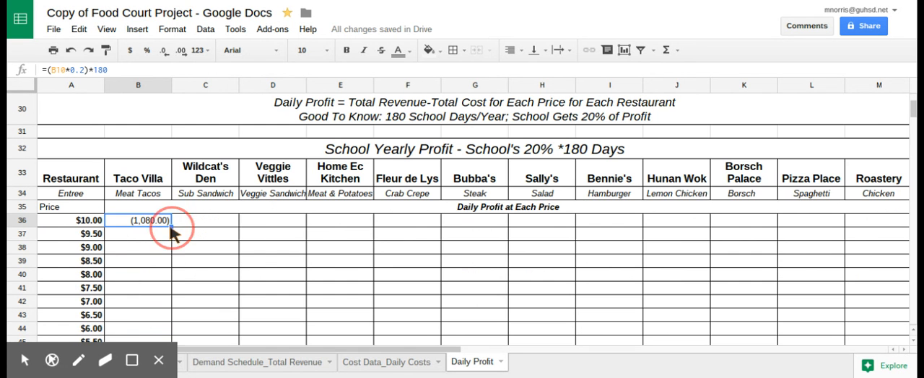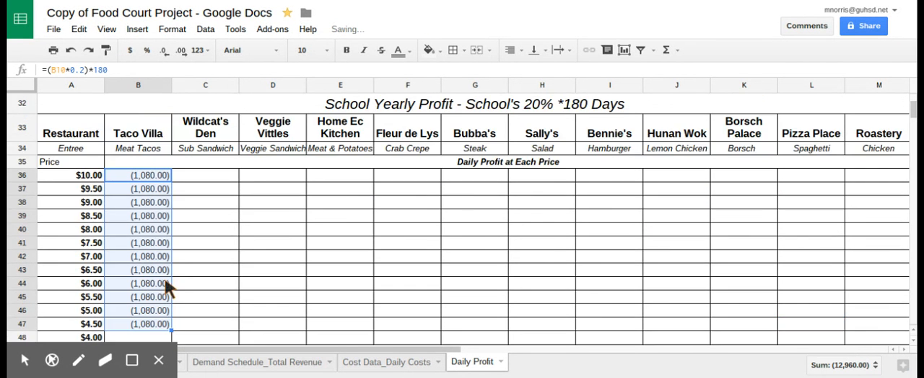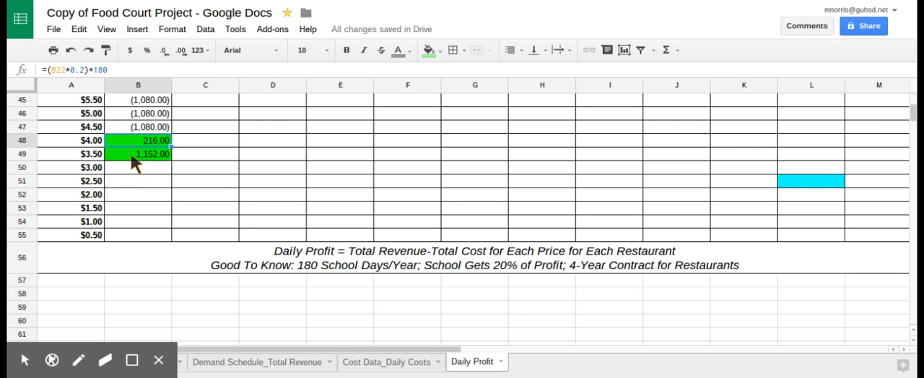Now, if I scroll on down, you're going to notice we get to a point where there's a profit perhaps being generated. And we just get down to the $4 range before we see it, and that's okay. There we go. So in this case, you can see that at $4, the school could receive potentially every school year $216 from the food court, from the Taco Villa. And at $3.50 meal, you would see that the school would be receiving $1,152.